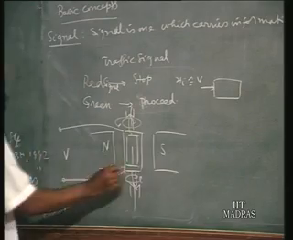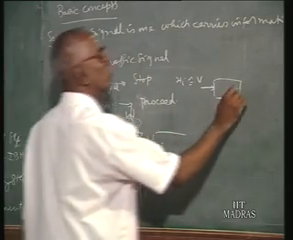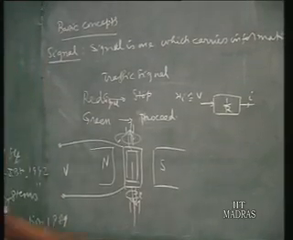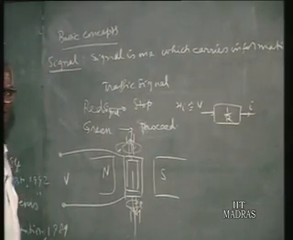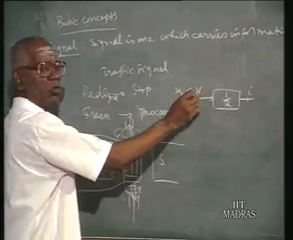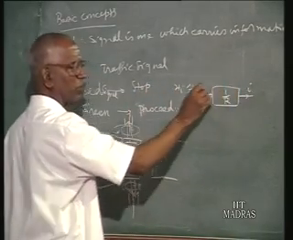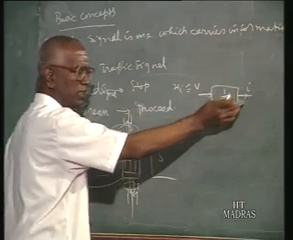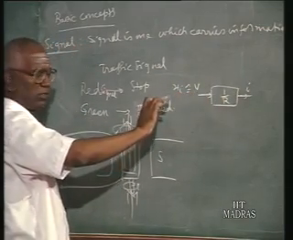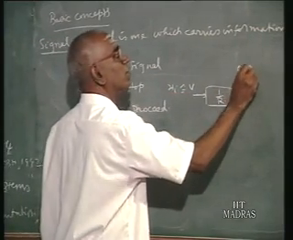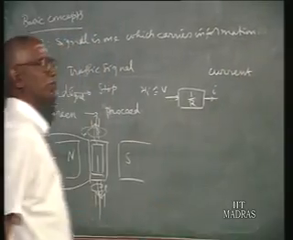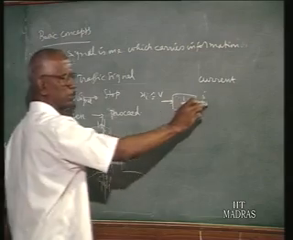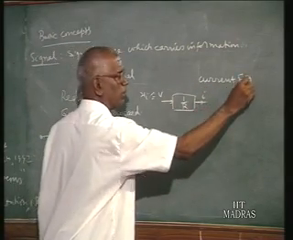Now the voltage is given, the coil resistance R, V by R gives rise to current. Now the current becomes a current signal, because the current carries the information of the voltage. How much voltage? Higher the voltage, higher will be the current. So it's a proportional quantity. So current carries the information of voltage. Hence it is called current signal. Since the current, the physical parameter, carries the information of voltage regarding magnitude, it becomes a signal.